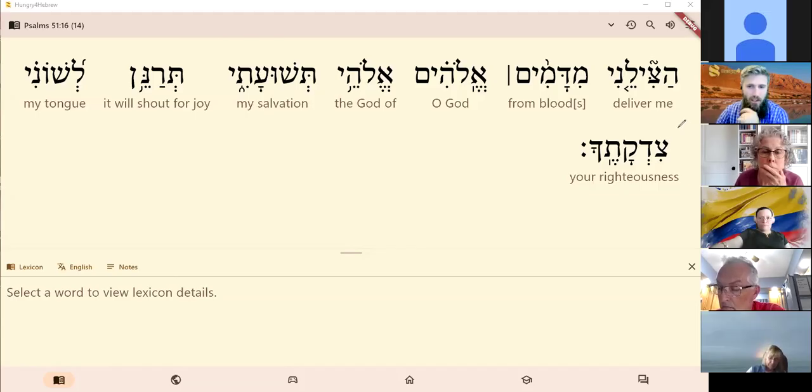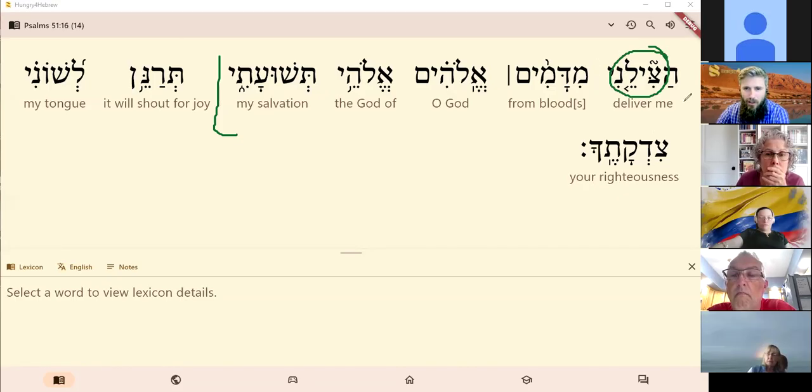Tzidkatecha. Good. All right, so where's the halfway point in this verse? Tishuati. Right, because of the etnachta right there. That's the Etnach, the halfway point. Hatzileni midamim. What's the root of hatzileni?